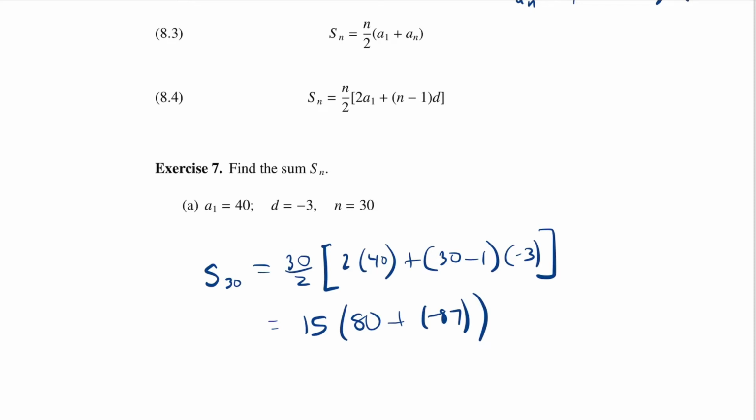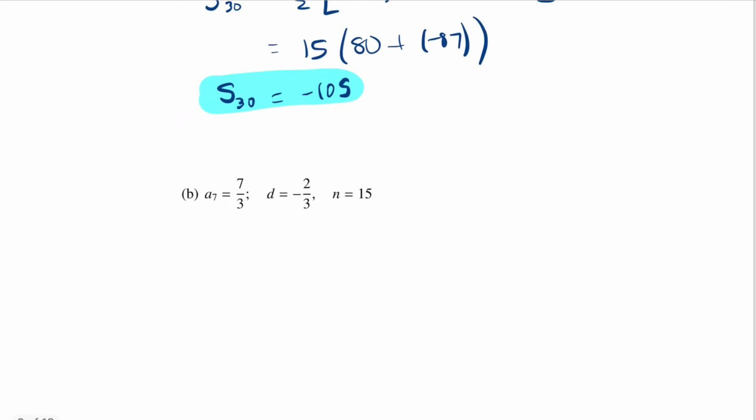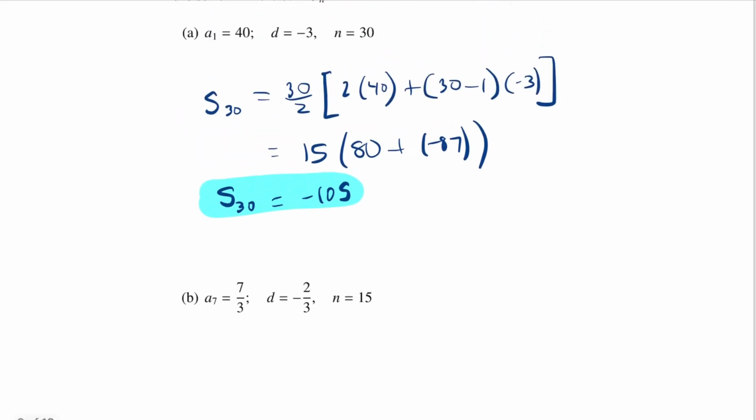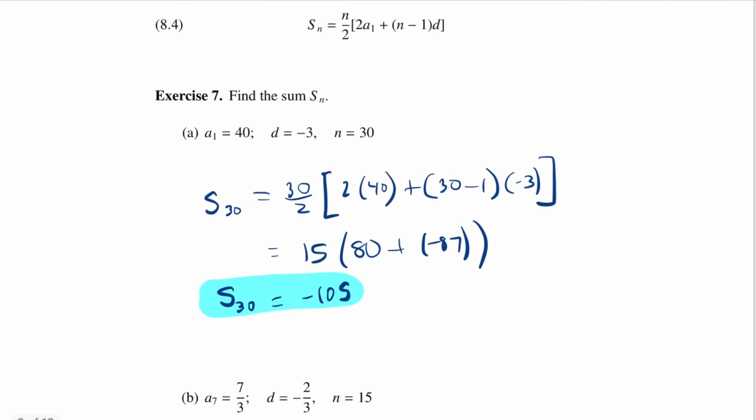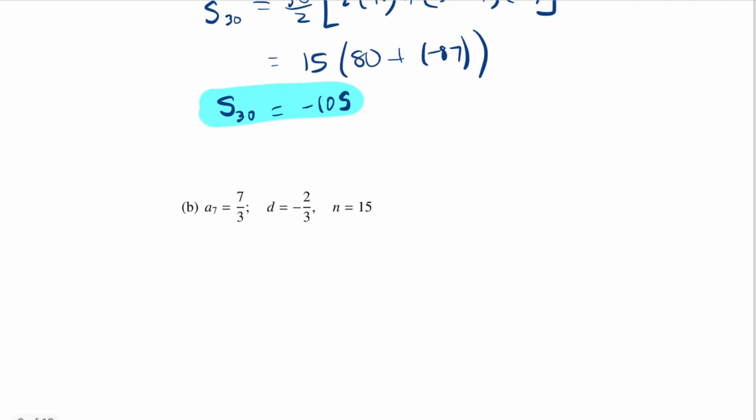All right, let's look at this one now. So this time, they don't give us the first term. So because they don't give us the first term, it's not as simple as the previous problem because we don't know the first term. So what we do is we have to find the first term first, and you can do that by using this formula, the nth term of an arithmetic sequence. So we know the nth term is 7/3. We don't know the first term, and we know n is 7. So you're ignoring this n for now.